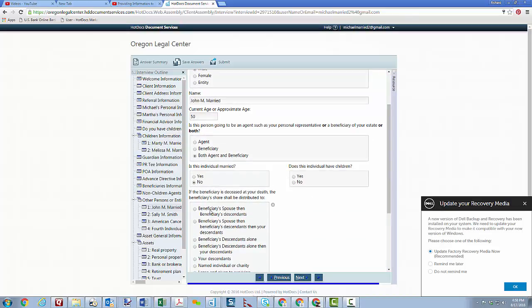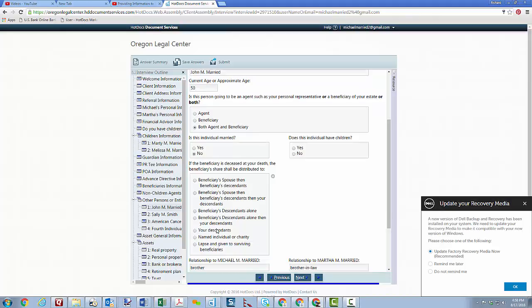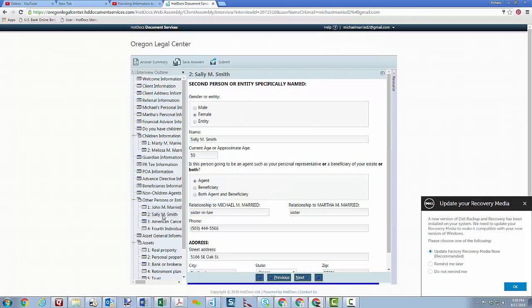And then you're asked to say, if he doesn't survive you, where would you want his estate to go? This is the gift to him of the $5,000 that you made. These are your options. You could pick any one you want here as to where it would go if he died before you. The same for Sally Smith. You were leaving her $5,000, so you're asked to fill in information about her.